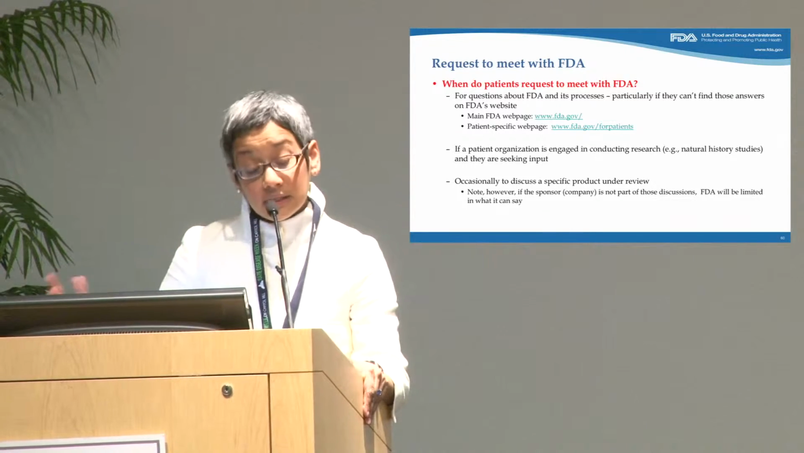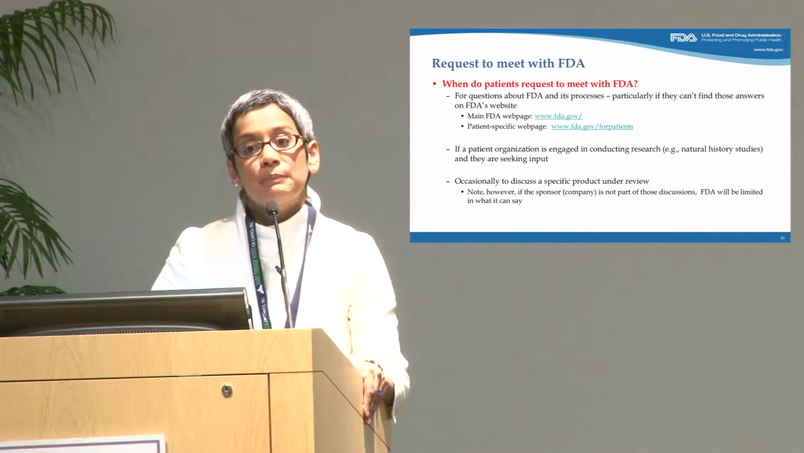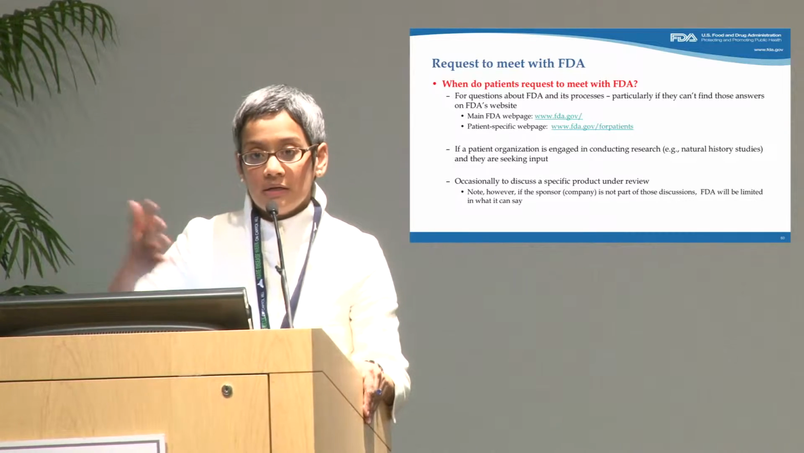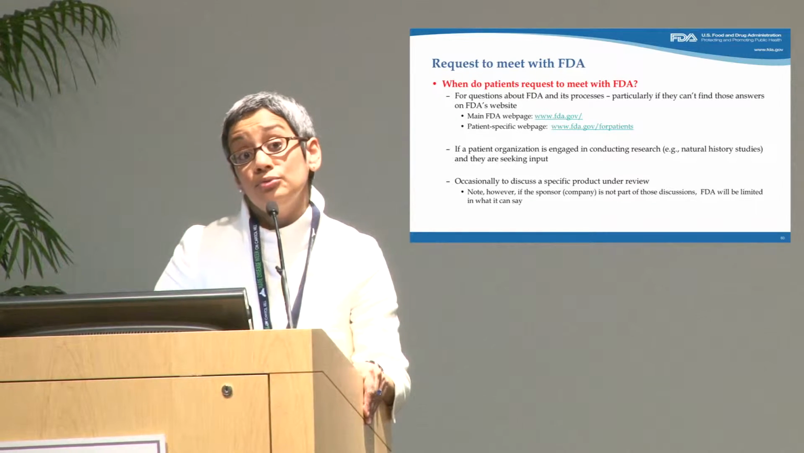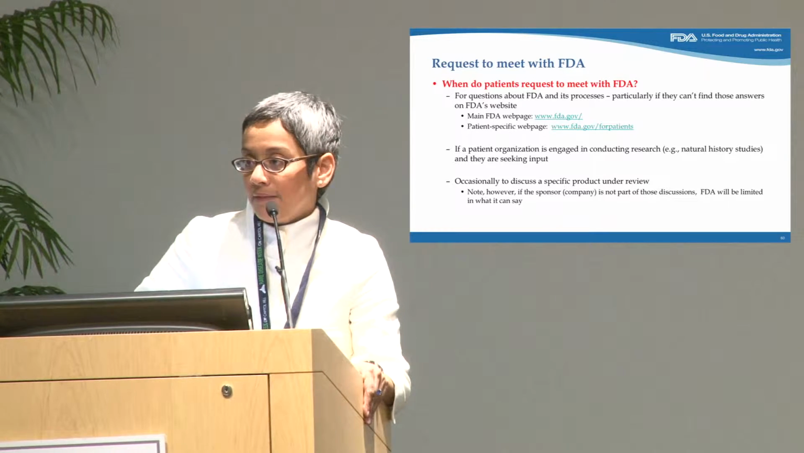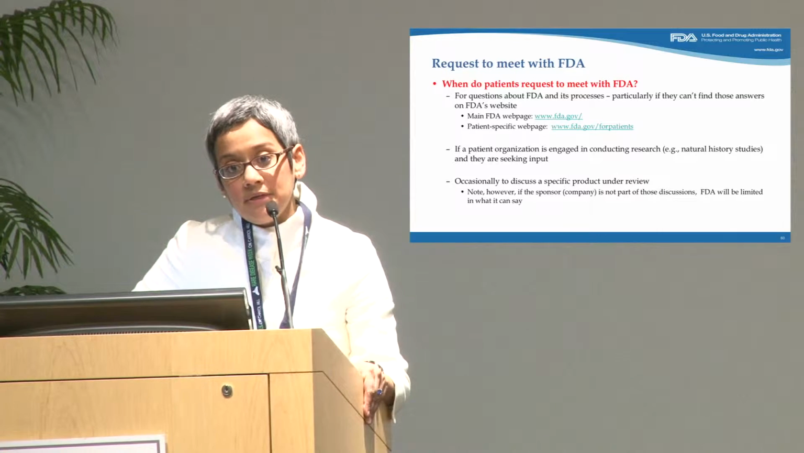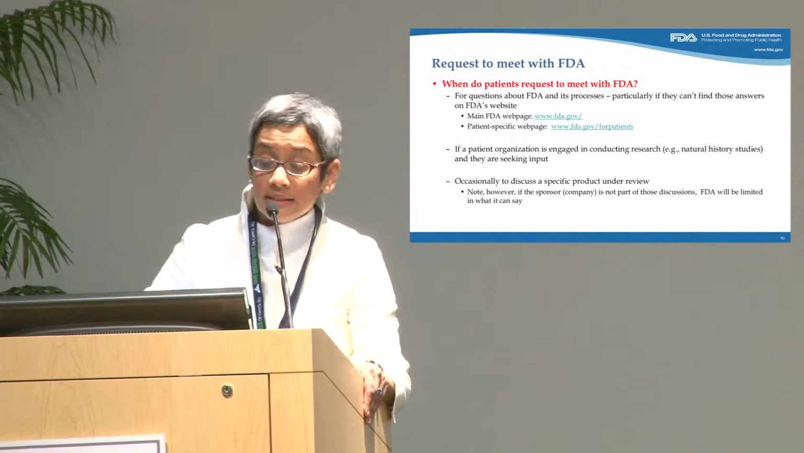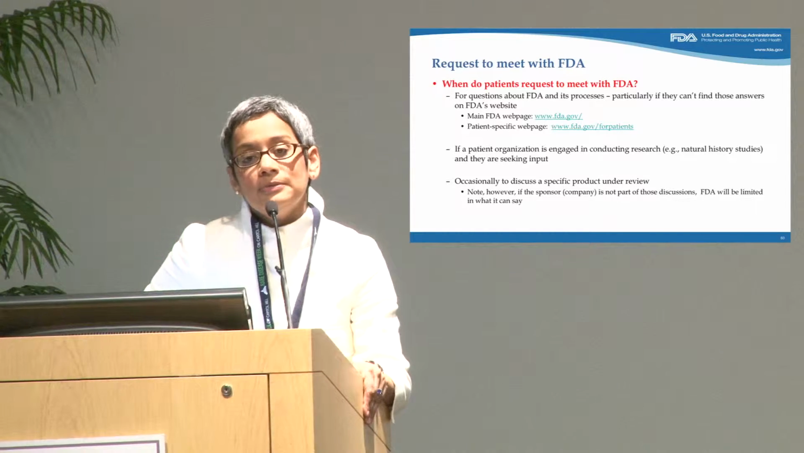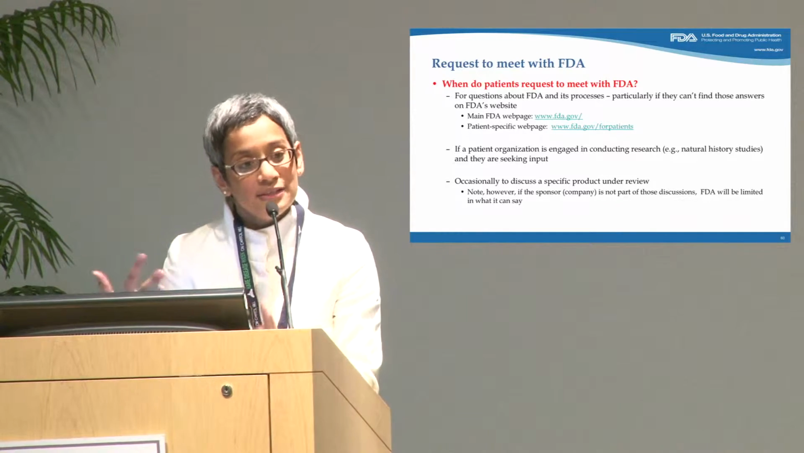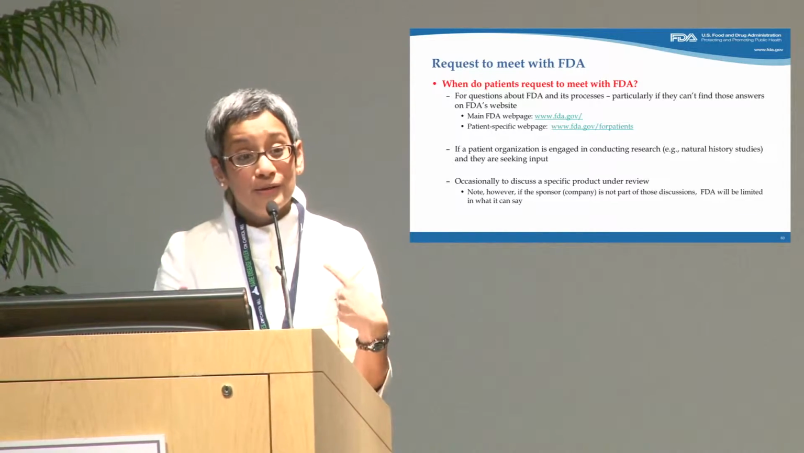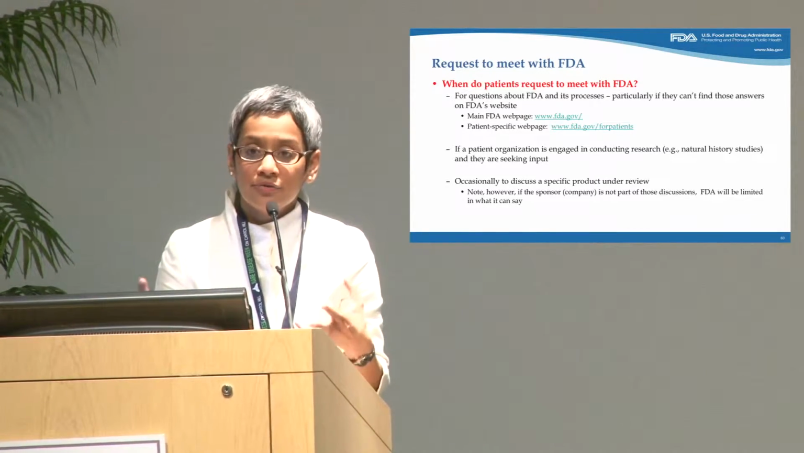And lastly, occasionally, if there is a specific product under review, so there's a company that is developing a product for the disease that you are most interested in, and you want to talk to the agency about that product, that's another time that you can request to meet with the agency. But I want to caveat that, because if the patient group isn't partnered with industry, it's really hard to have a two-way dialogue with the agency about a product under review.